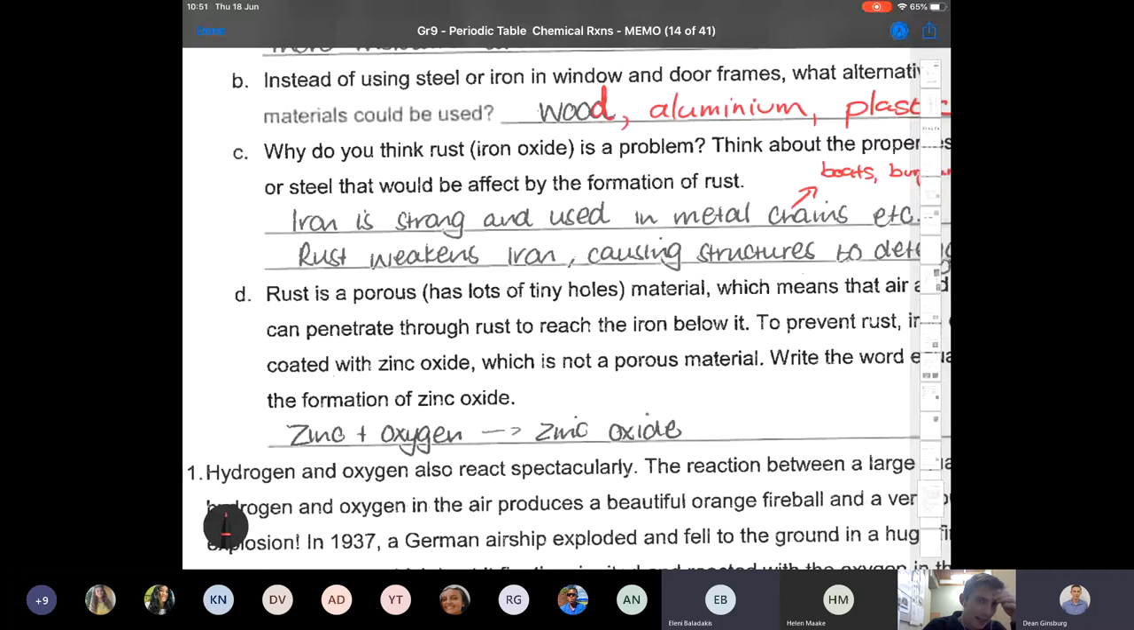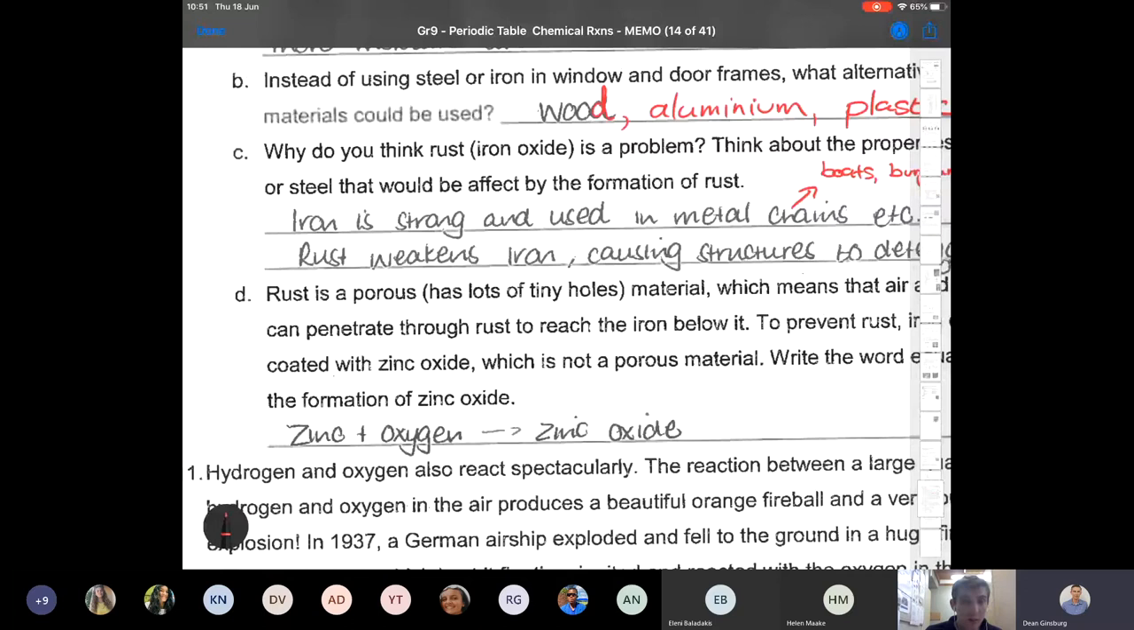Thank you, Helen. Okay, Eleni, so hydrogen and oxygen also react spectacularly. The reaction between a large quantity of hydrogen and oxygen in the air produces a beautiful orange fireball and a very loud explosion. In 1937, there was that Zeppelin, that German airship, a very big balloon filled with hydrogen. It exploded and fell to the ground in a huge fireball as the hydrogen gas, which kept it floating, ignited and reacted with the oxygen in the air. Remember, hydrogen is lighter than air. It's a bit like helium, but it is flammable. It was a terrible disaster.